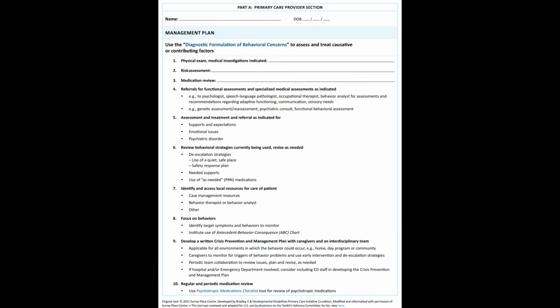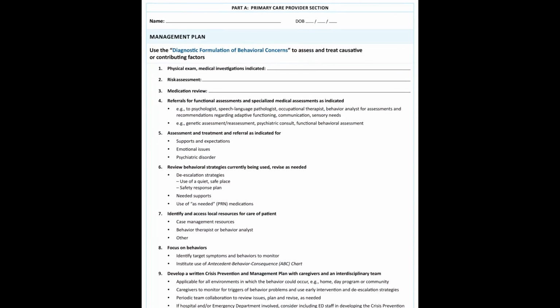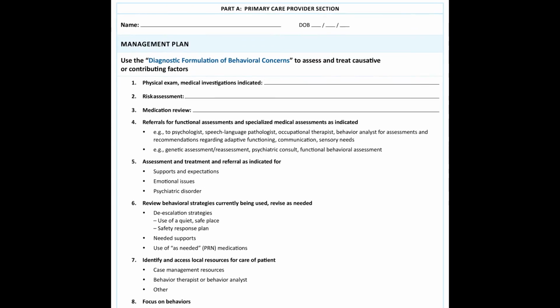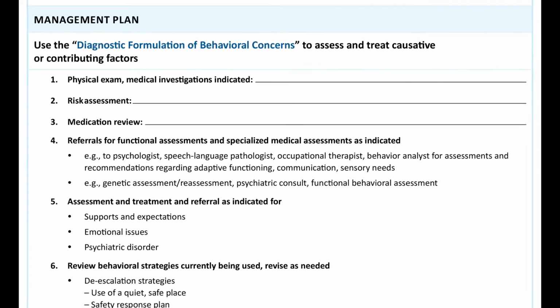A critical piece is the last page of this tool, and it's the management plan. And especially primary care providers, but others as well, if they haven't a lot of experience providing healthcare supports to people with intellectual and developmental disabilities, there are going to be elements on this plan you may not think about. So it's a way for you to organize your thoughts and where you're going next.